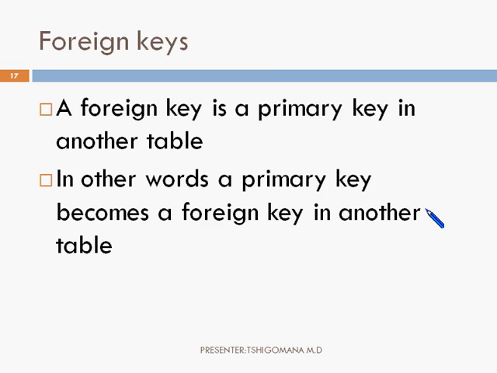Foreign keys. Now what is a foreign key? A foreign key is a primary key in another table. In other words, if we have an ID number in one table, and we also have that ID number in another table, in the first table that ID number is a primary key, but in the other table it becomes a foreign key.